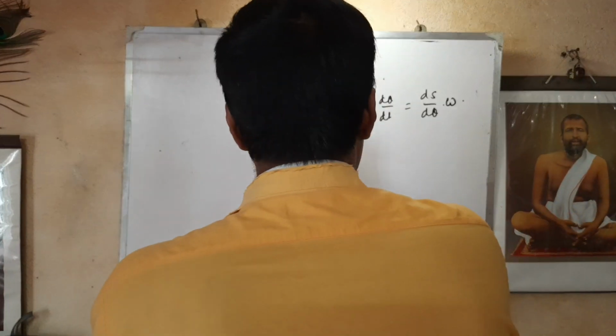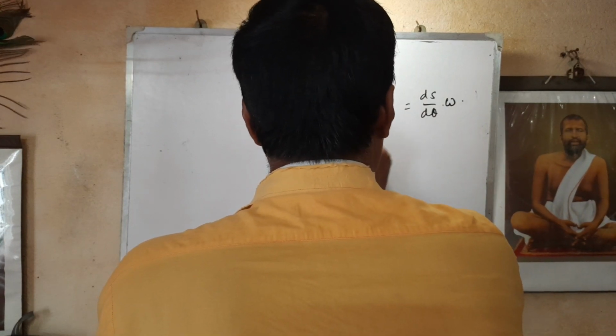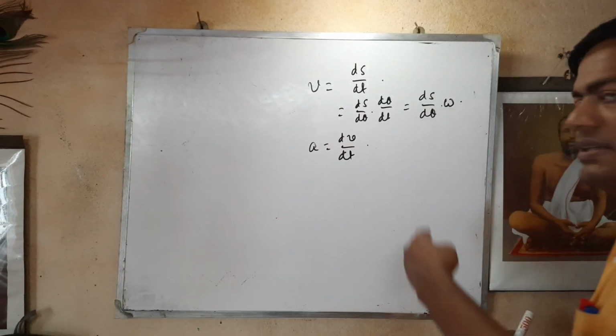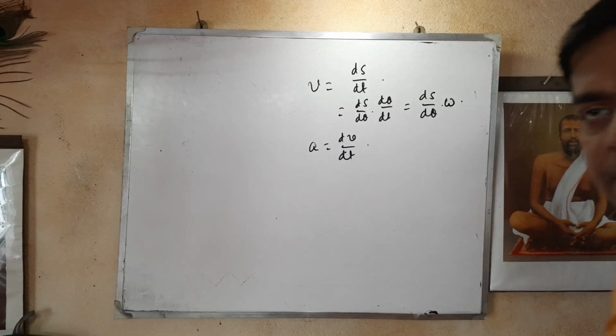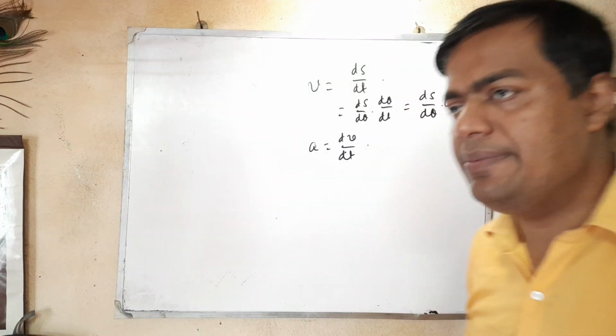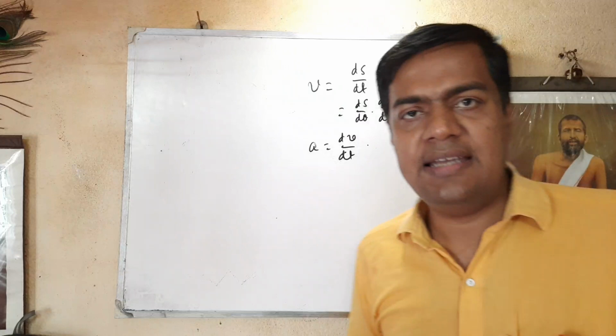Now what is the acceleration? a. We know that a equals dv/dt, the time rate of change of velocity. Actually, the time rate of increase of velocity is the acceleration. Similarly, the time rate of decrease of velocity is known as the retardation.